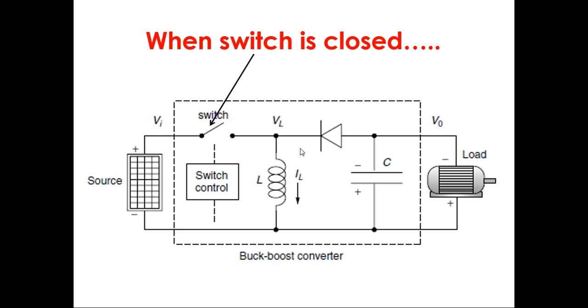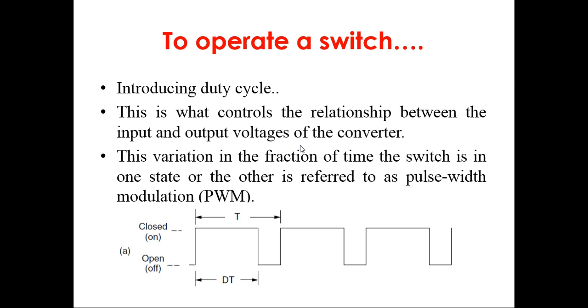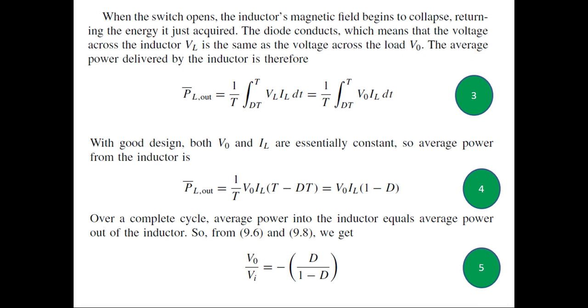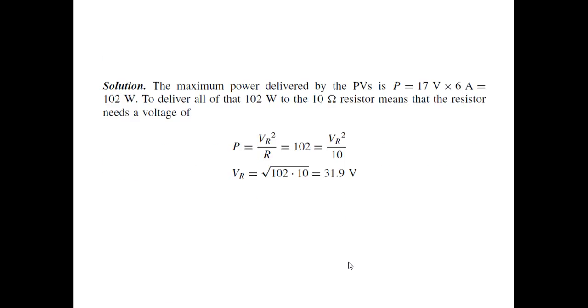Again, when the switch is closed and when the switch is open, in both cases uninterrupted power reaches from source to the load end. So from the equation in the output section, which is a revision of the past lecture, the ratio of D upon 1 minus D equals output voltage upon input voltage. And I tried to explain the same thing with an example.